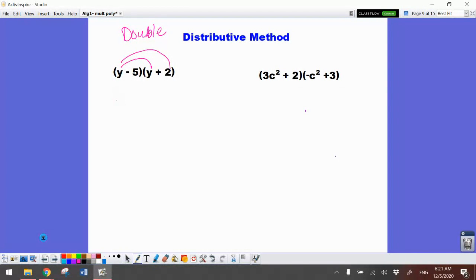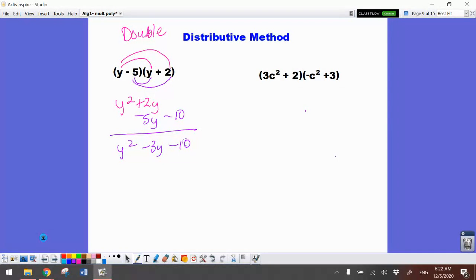So y times y is y squared, and y times 2 is a positive 2y. And then you're going to use the second number and do the bottom distribution. So negative 5 times y, and I'm going to go ahead and write this one underneath because I like to combine down. So negative 5y, and then a negative 10. And I've got y squared minus 3y minus 10. And there's my answer. So if you don't want to make the box, that's fine.